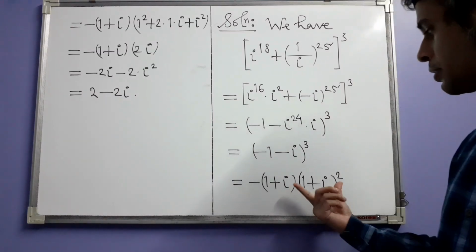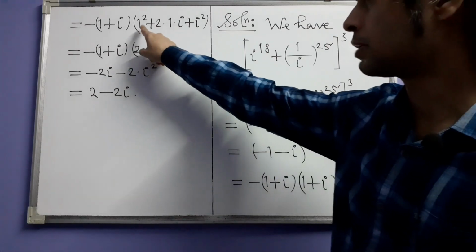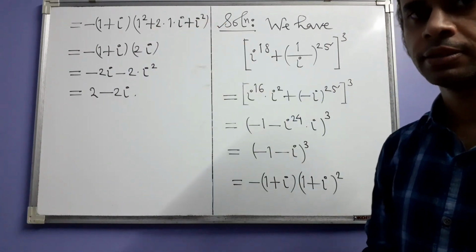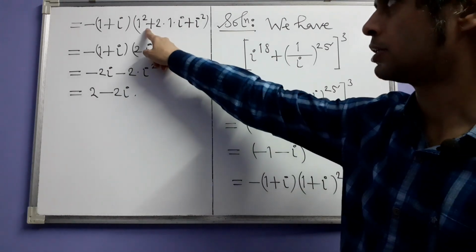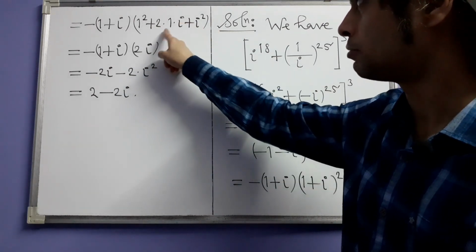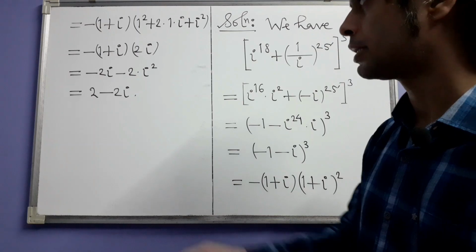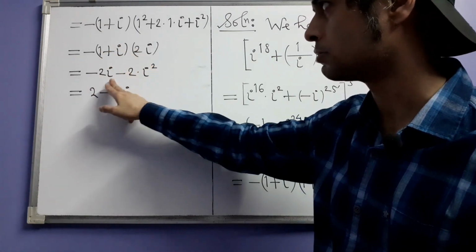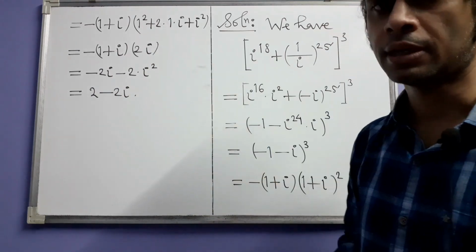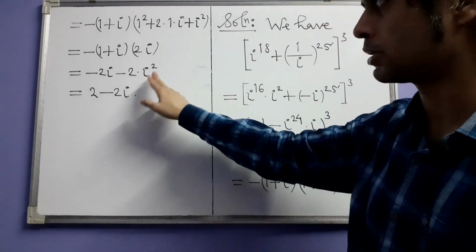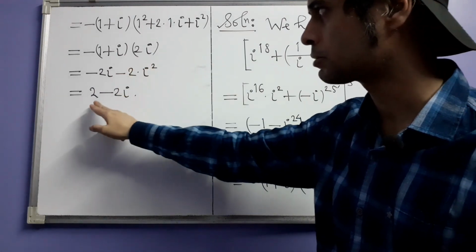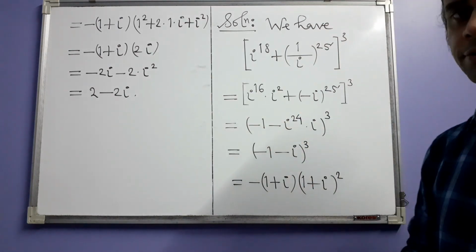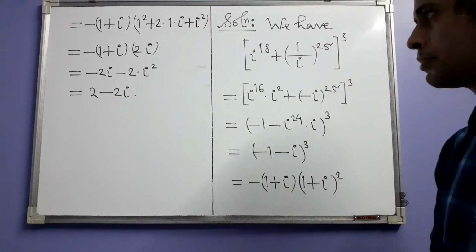So next we expand this square, which becomes 1 square plus 2 times 1 times i plus i square. Now i square is minus 1 and 1 square is 1. So after cancelling them, you are left with 2i. And then if you do the multiplication, you get minus 2i times 1, that is minus 2i, and minus 2i times i, that is minus 2i square. Because i square is minus 1, this becomes plus 2. So this is your complex number in its standard form, 2 minus 2i.